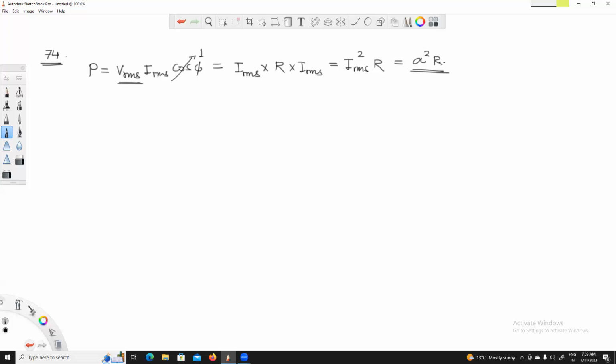Okay, next 75. Which of the following devices in an alternating current circuit provides maximum power? So we know the power factor. If you look at the formula, power would be maximum when the power factor is maximum. This is maximum for a purely resistive circuit, because the maximum value of cos phi is 1, and that is for a purely resistive circuit. So it will be maximum only for a resistive circuit.